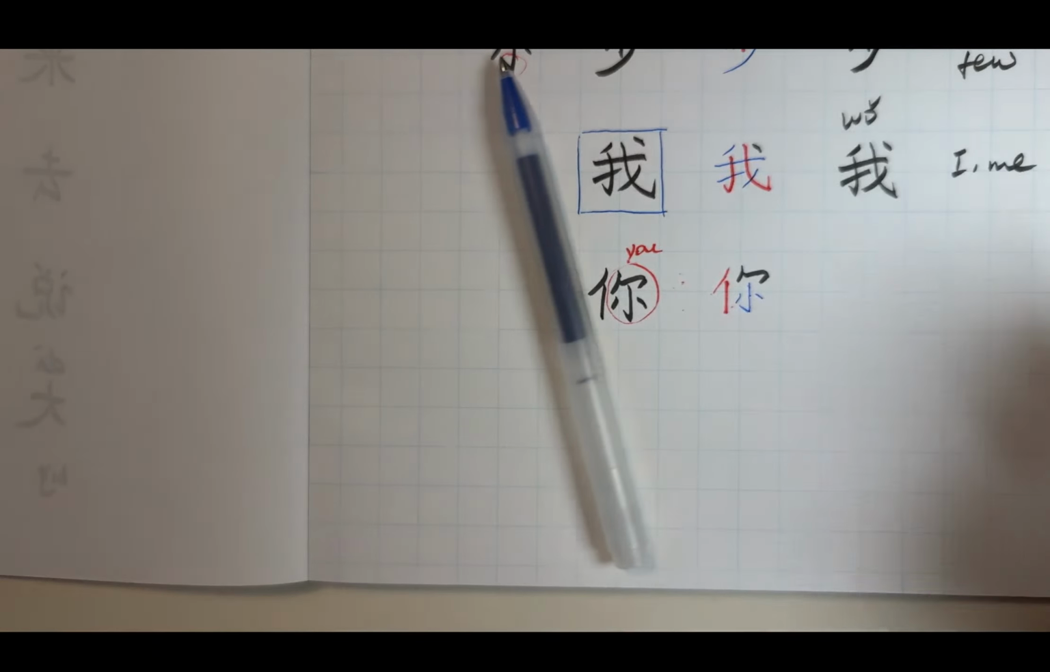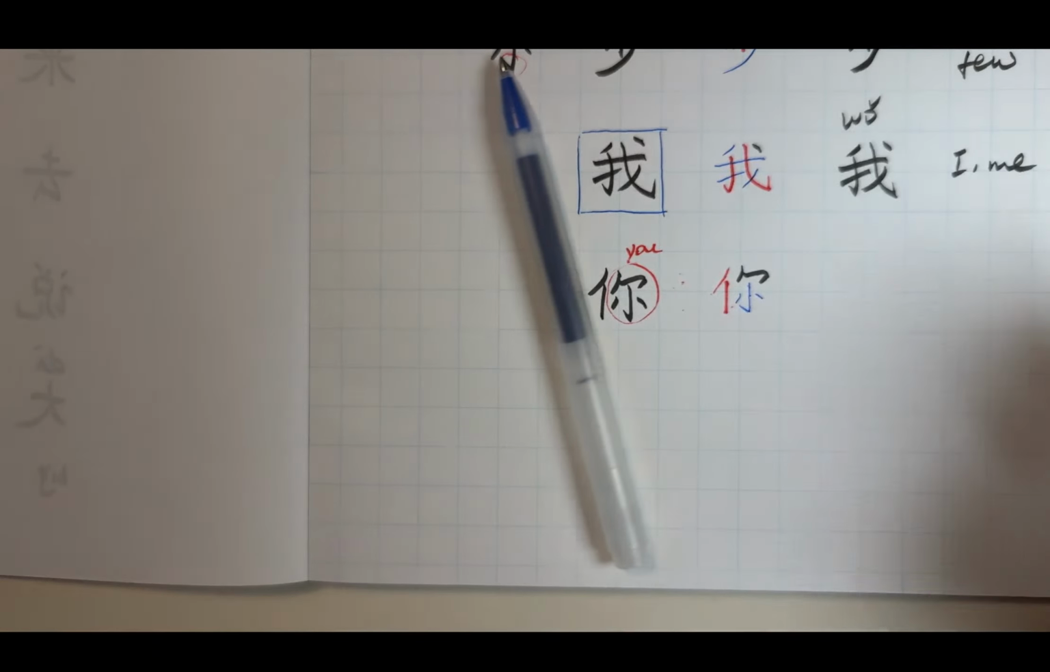So this is the plural. By adding 们 after the pronouns, you have the plural pronouns. 我们, 你们, 他们. Okay, so let's see how to write the two 他 and 们.